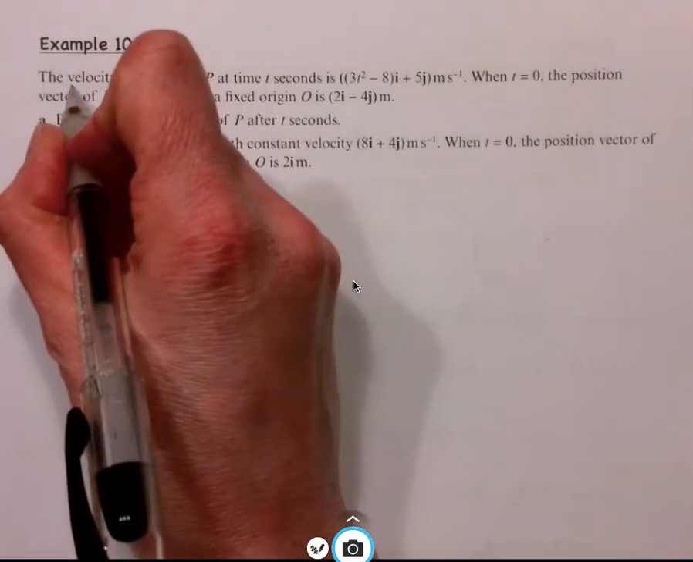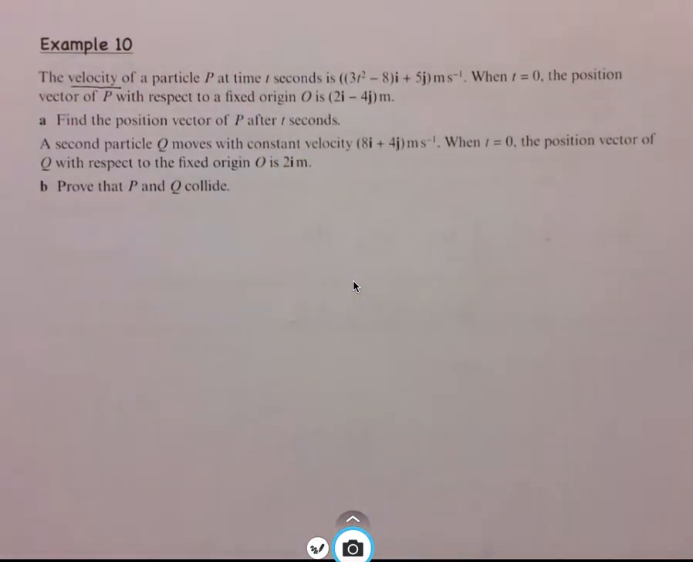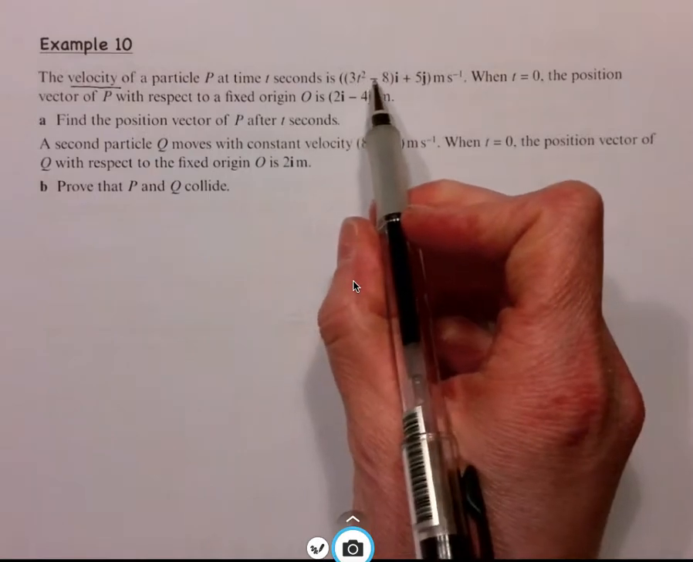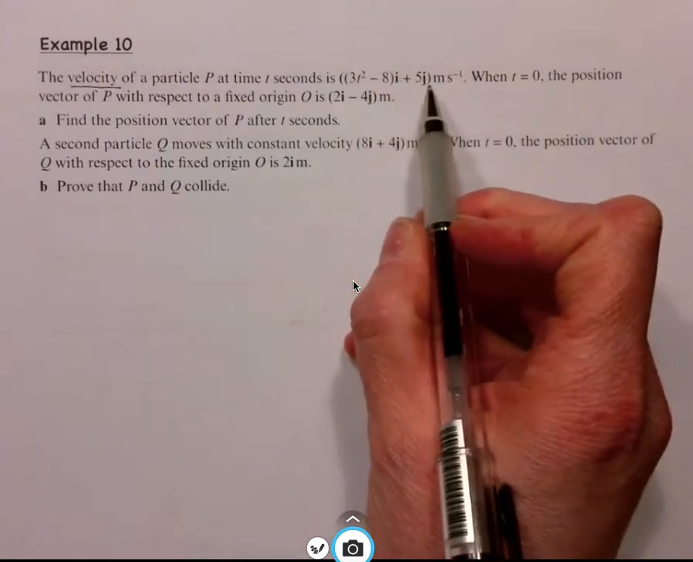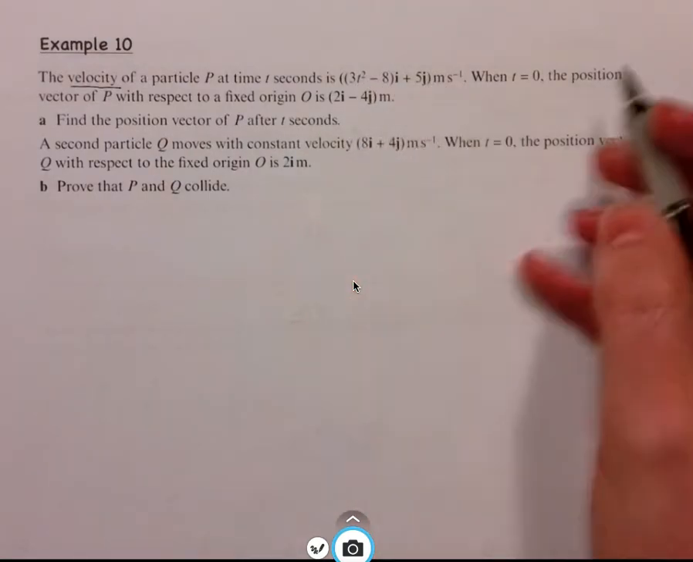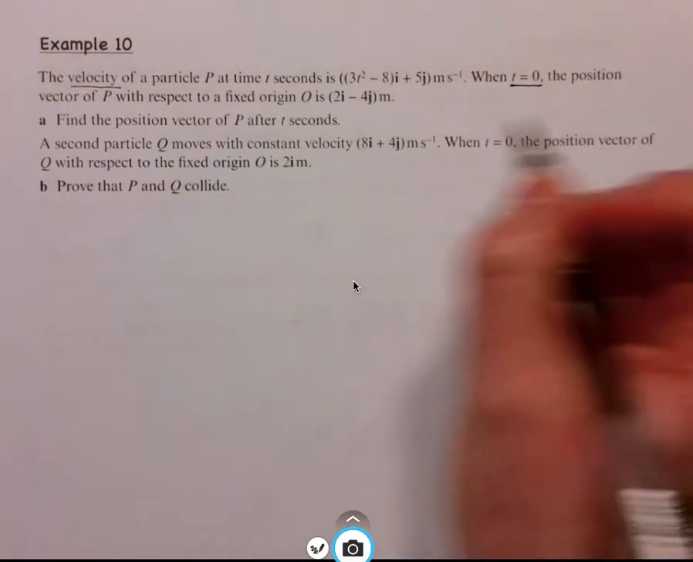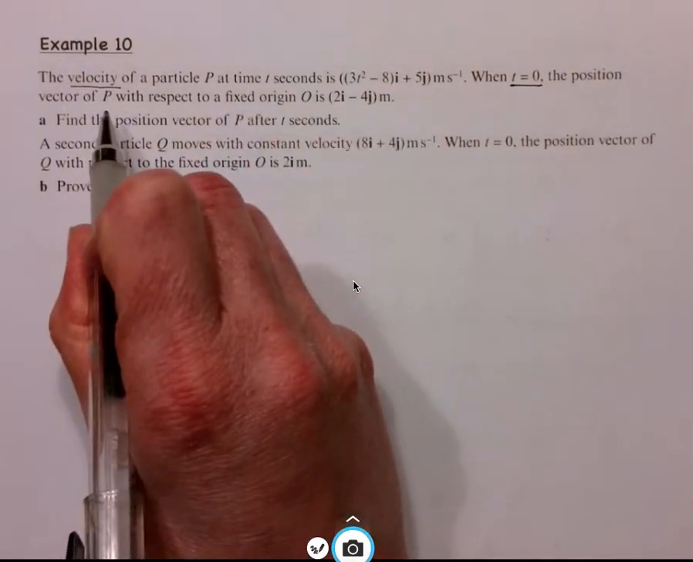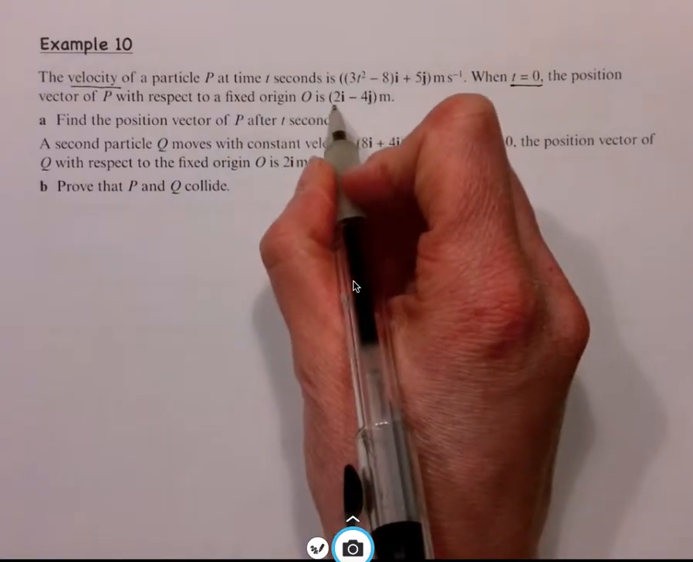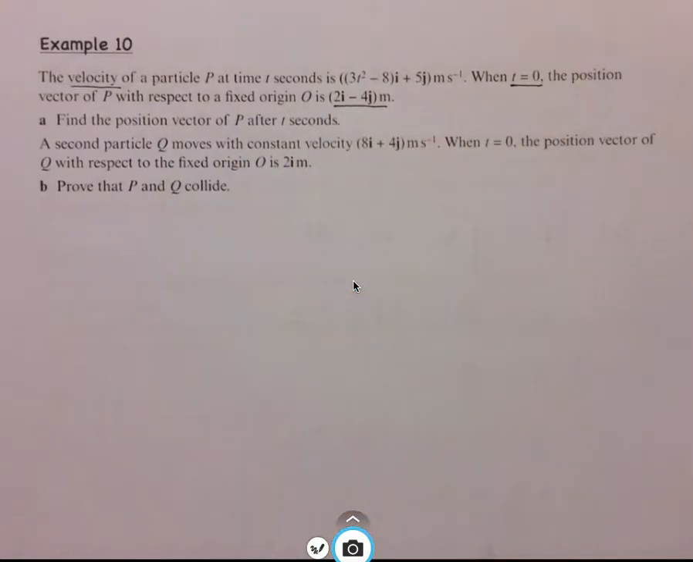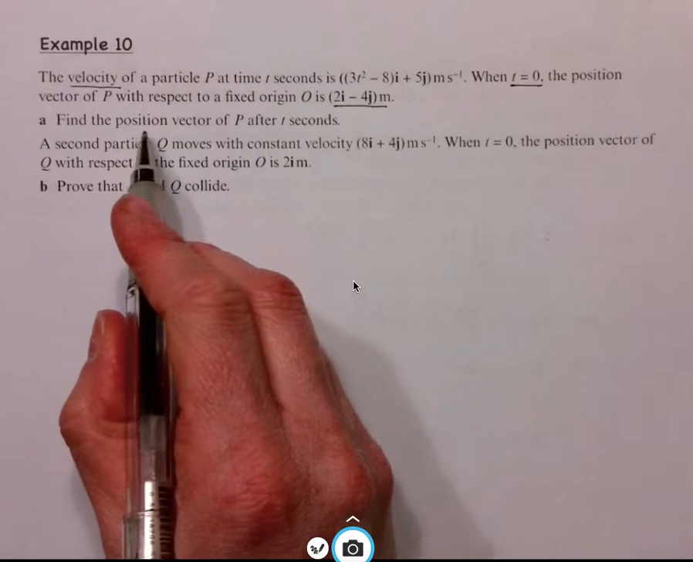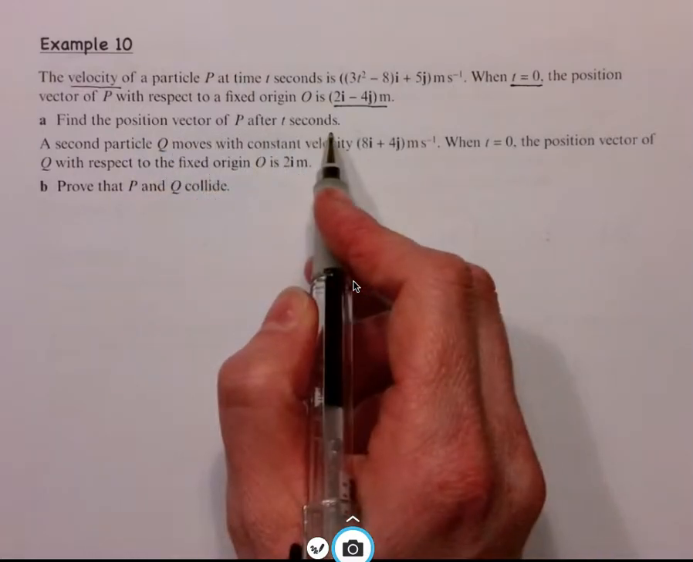So this starts off saying the velocity of a particle at time t seconds is (3t² − 8)i + 5j meters per second. It also tells us that when t equals 0, the position vector of P with respect to a fixed origin is 2i − 4j, okay? First thing it says then is find the position vector of P after t seconds.